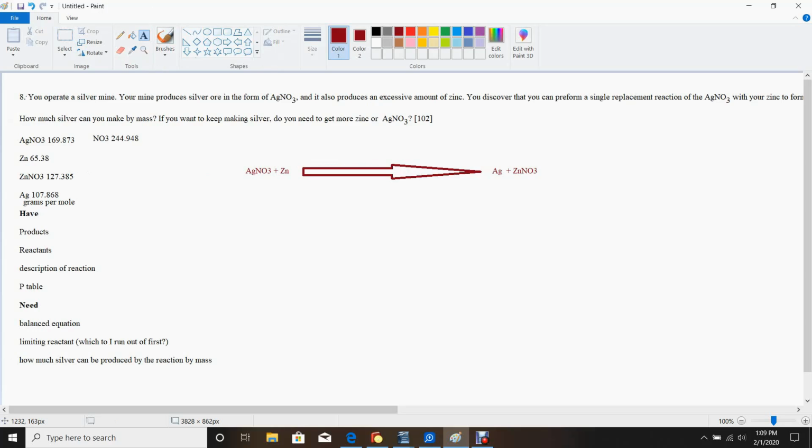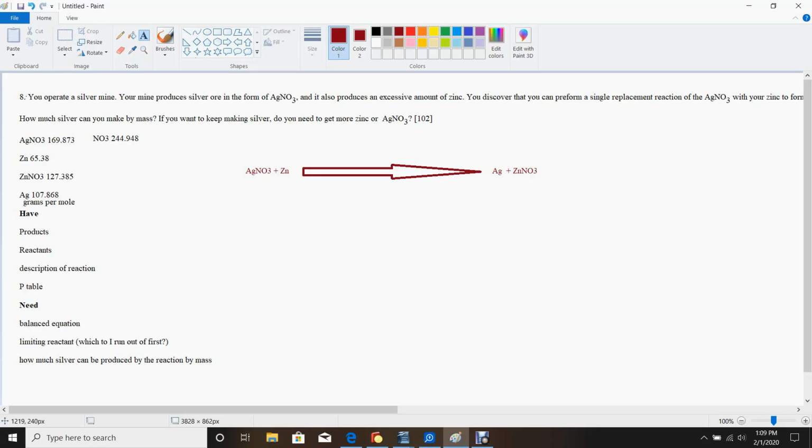The first step to balancing is to figure out how many atoms of each type on each side you have. So on our reactant side, I have 1 silver, 1 nitrogen, 3 oxygen, and 1 zinc. On the product side, I have 1 silver, 1 nitrogen, 3 oxygen, and 1 zinc. Hey, you know what? This equation is already balanced.